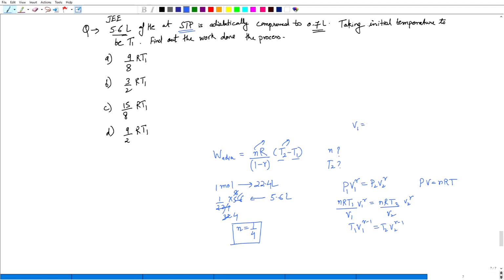So V1 is 5.6, V2 is 0.7. I want to find T2 in terms of T1. So T2 is T1 into V1 by V2 to the power gamma minus 1, and V1 by V2 is 5.6 divided by 0.7, to the power gamma minus 1. Gamma, we also don't have gamma. Helium is a monoatomic gas, and we know gamma is 1 plus 2 by f.